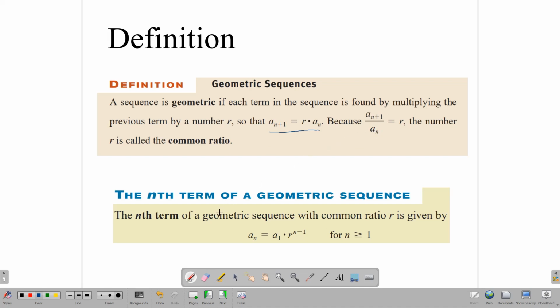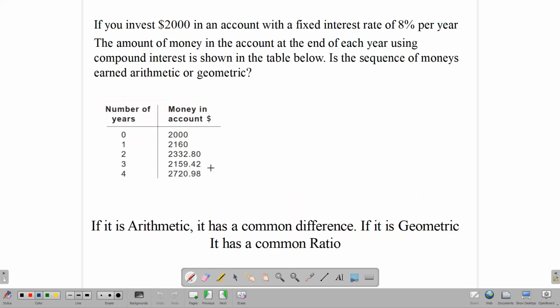The nth term of a geometric sequence, that is the general form of it, a_n is equal to a_1, which is the first term, times the common ratio raised to the n minus 1. This is the general form of it. Now let's try to put some of this information to use.